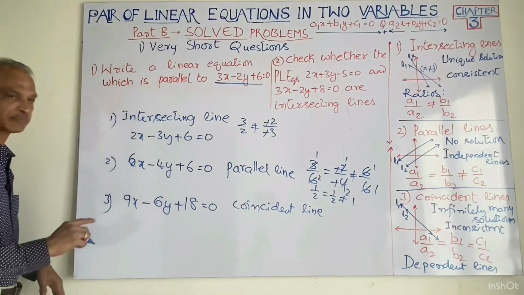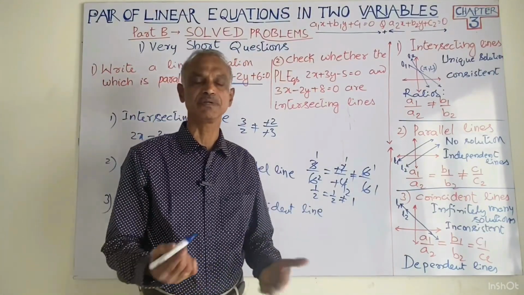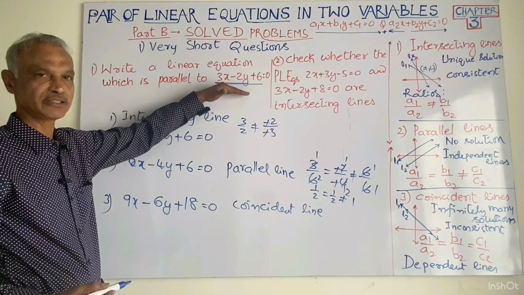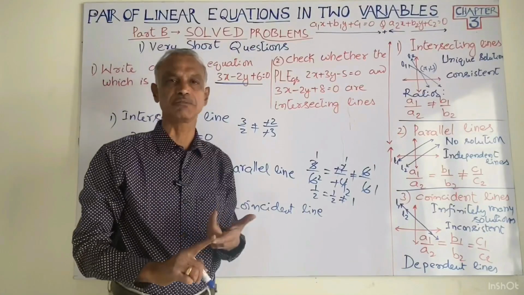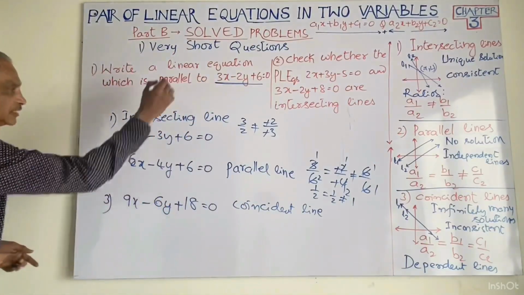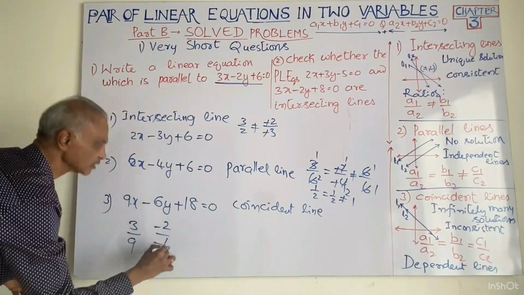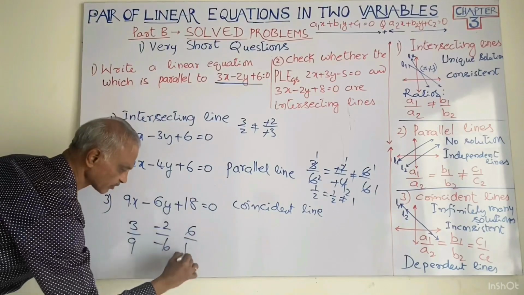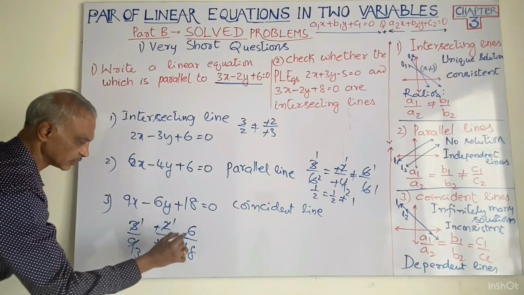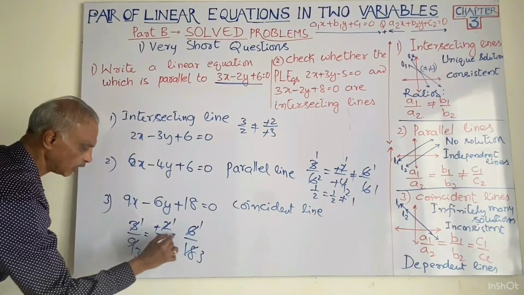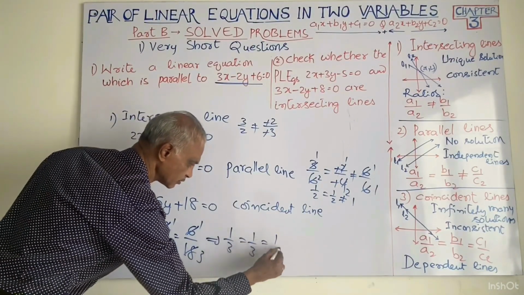Compare the ratios. A1 by A2 is equal to B1 by B2 is equal to C1 by C2 for the coincident line to this line. What is the ratio of the coefficients? A1 by A2 is equal to B1 by B2 is equal to C1 by C2. Just 3 by 9, minus 2 by minus 6, and 6 by 18. 3 1s are 3, 3 3s are 9. 2 1s are 2, 2 3s are 6. 6 1s are 6, 6 3s are 18. All are equal to each other. This implies 1 by 3 is equal to 1 by 3 is equal to 1 by 3.